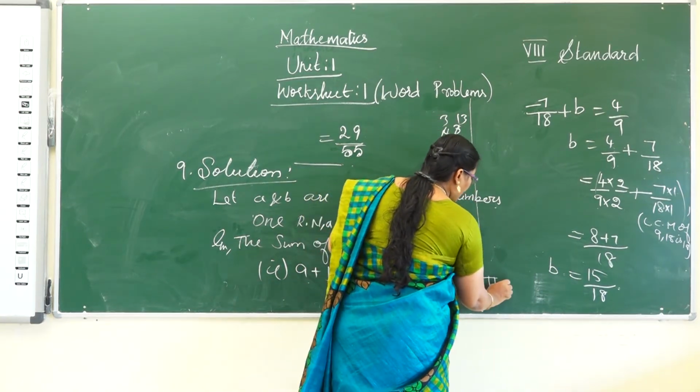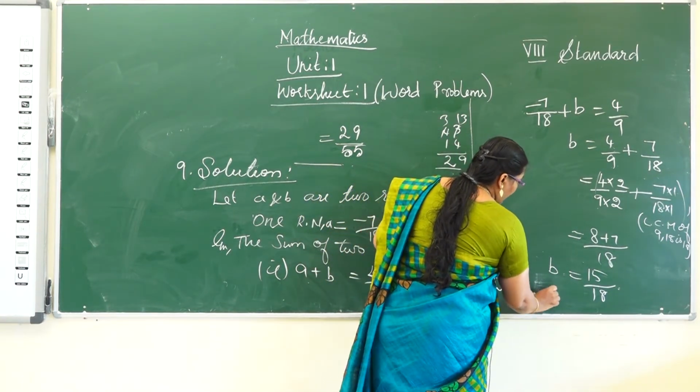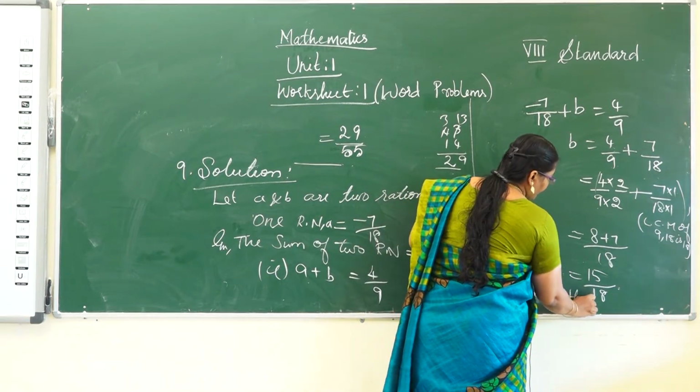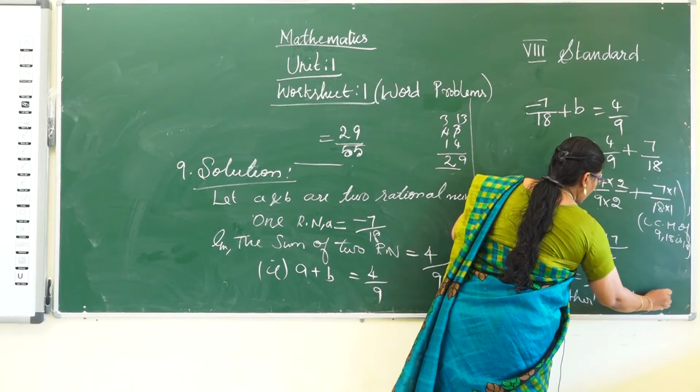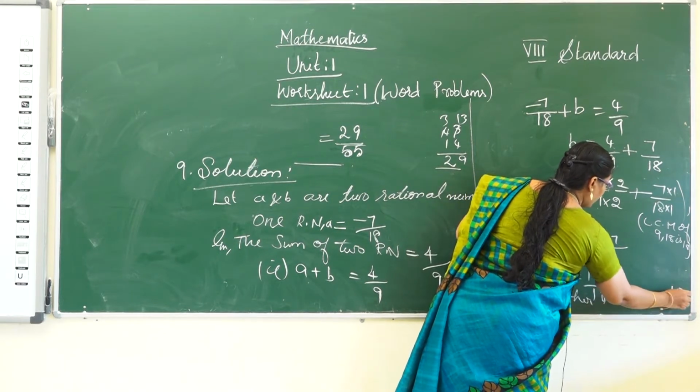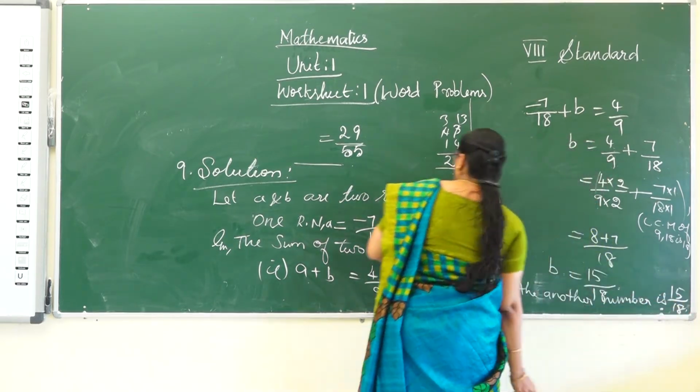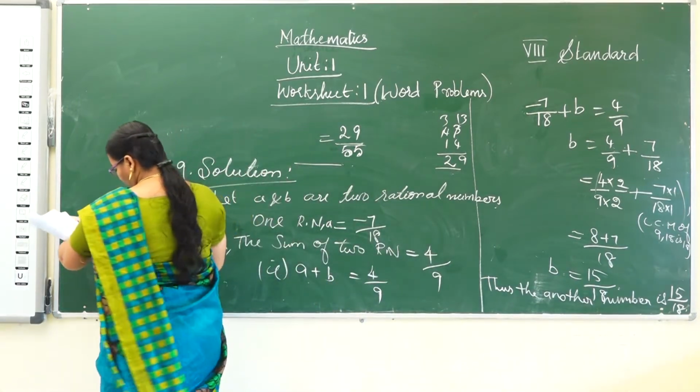Thus the other number is 15 by 18. Okay, and see the 10th problem.